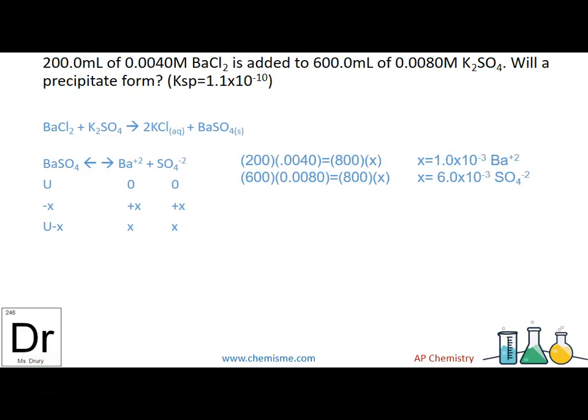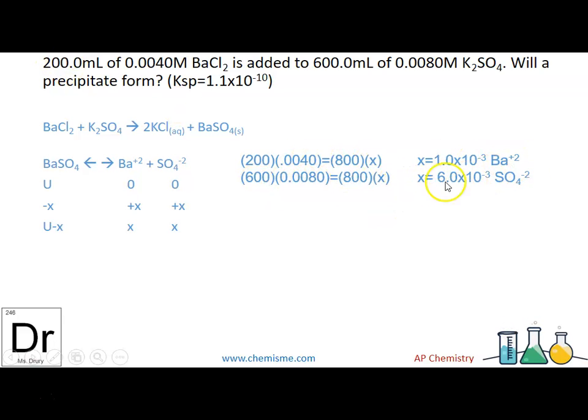So we actually have to do a quick M1V1 for both solutions to get their new molarities when they're diluted with one another. So M1V1 means that we're going to do the first molarity of barium chloride times its volume, and then say the moles will stay the same. I'm just increasing the amount of solution. So now it's not 200, not 600, but 800 milliliters, and figure out the new barium concentration.